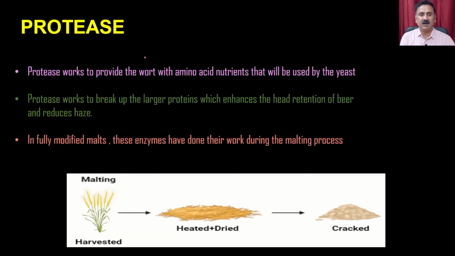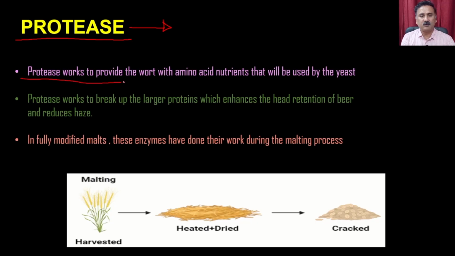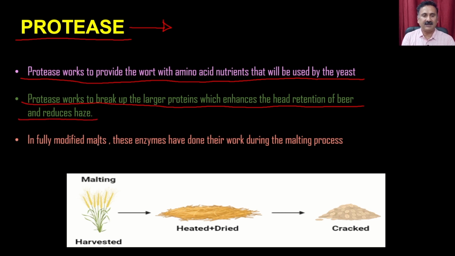So the first is proteases. We have already discussed in detail how you can produce the protease from microbial sources, how you can purify it, and how you can do the characterizations. Protease works to provide the wort with the amino acid nutrients that will be used by the yeast. The protease works to break up the larger proteins, which enhances the head retention of the beer and reduces the haze. In fully modified malt, these enzymes have done their work during the malting process.